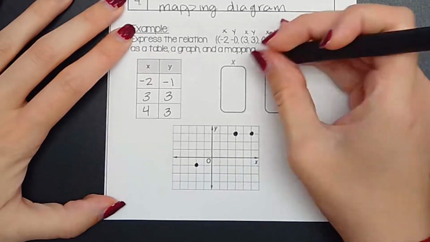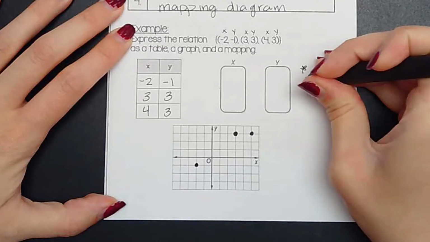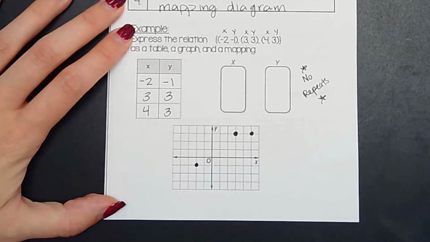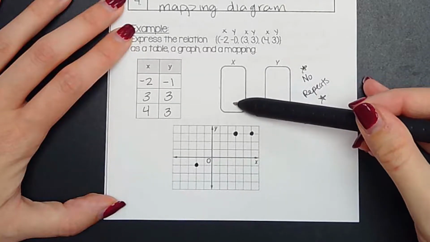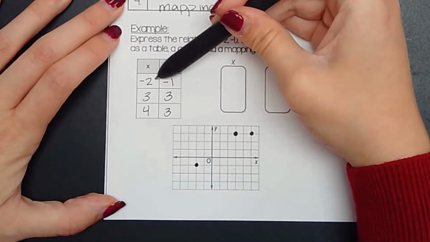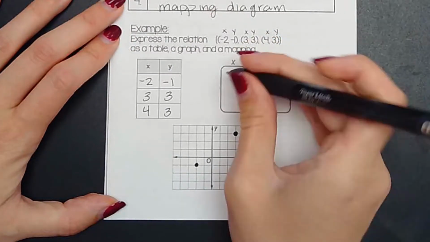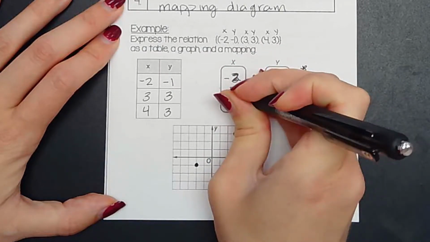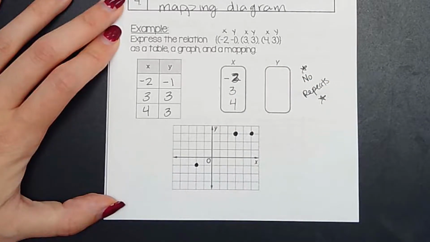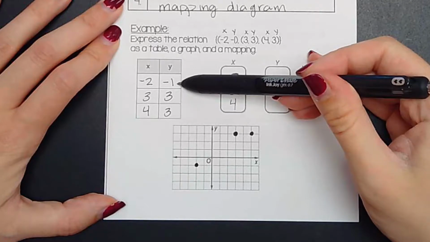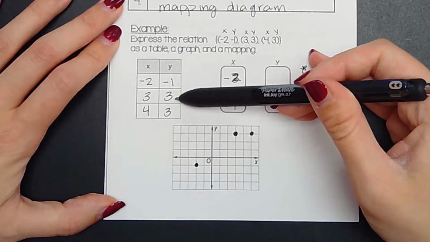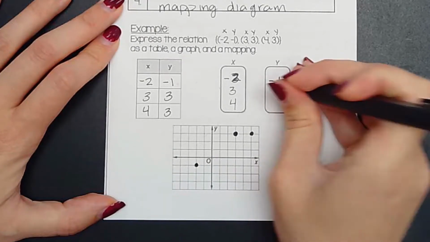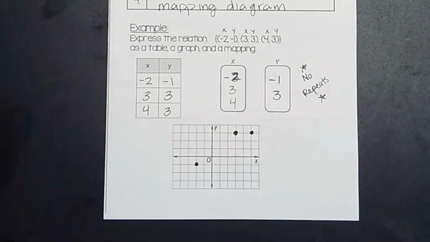In a mapping diagram, add yourself a little note on the side. There are no repeats. So when I fill in the x values for my mapping diagram, well, I can look at my table, and my x values are -2, 3, and 4. So I'm going to fill in -2 first, and then 3 and 4. The y values are -1, and then 3 repeats. So when we say that there are no repeats in a mapping diagram, that means I'm not going to put 3 twice. It only shows up once.